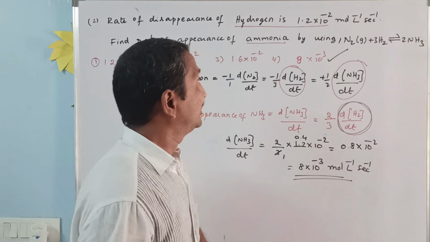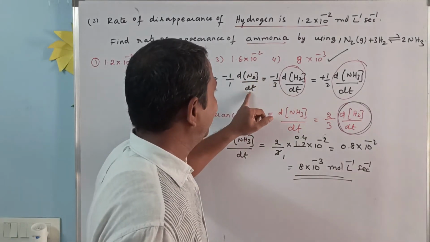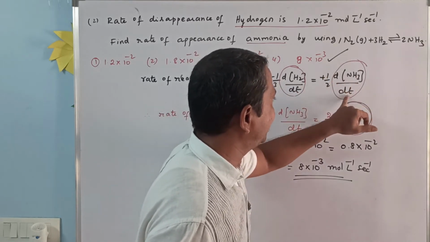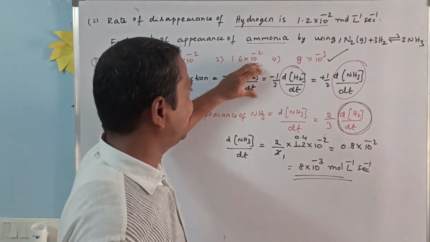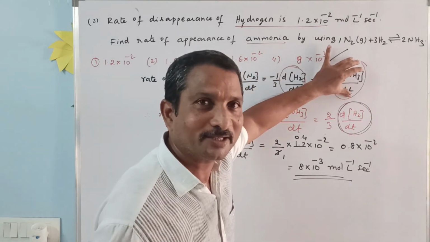Look carefully. First we should write the rate of reaction. D of N2 by dt is equal to 1 by 3 d of H2 by dt is equal to 1 by 2 d of NH3 by dt. This is called rate of disappearance of nitrogen. This is called rate of disappearance of hydrogen. This is called rate of appearance of ammonia.